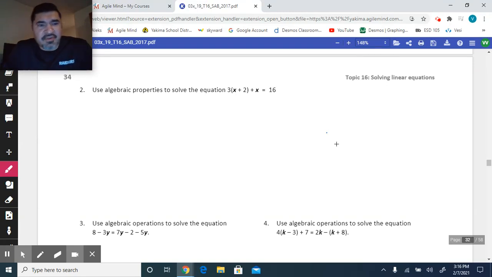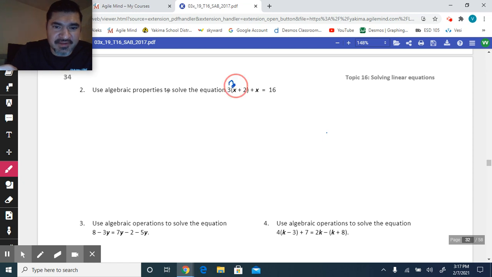Okay, so here's question number 2 from the core activity. It says, use algebraic properties to solve the equation 3 times the quantity of x plus 2, plus x, equals 16. Okay, so we're going to go ahead and solve this. As I'm looking at this, I'm thinking the first thing I need to do is to distribute this 3. I need to distribute the 3 to this x right here.